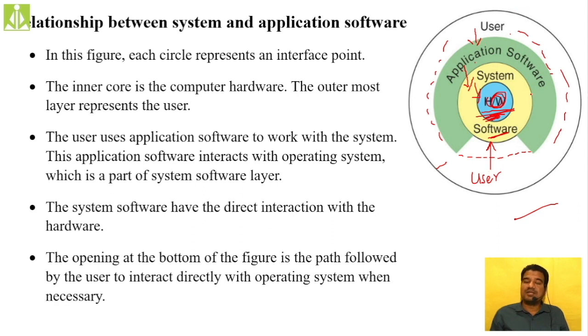So this diagram is very important, and many times they will ask, along with computer hardware and software, the relationship between system and application software. So you have to remember this diagram and how the user is interacting with the computer hardware, I mean, what path he is following in order to interact with it. One path is application program, system software, then hardware. Another path is directly system software to computer hardware.